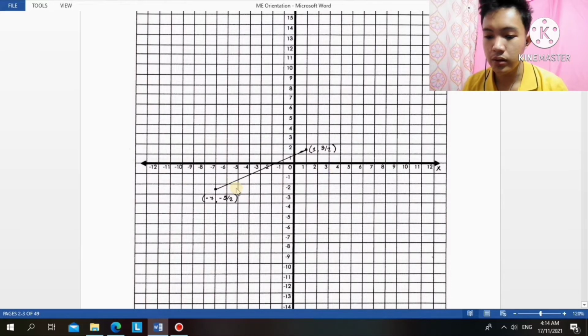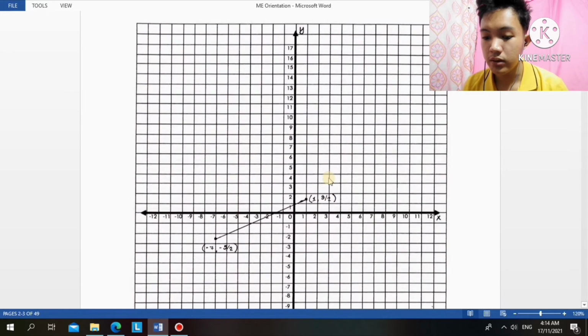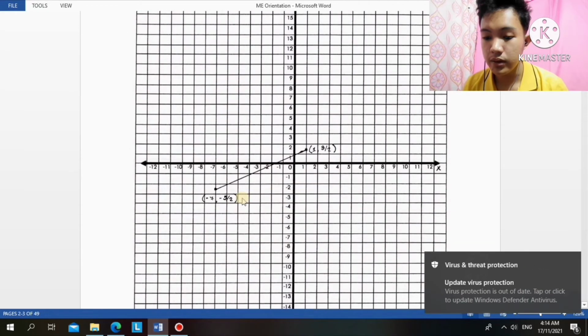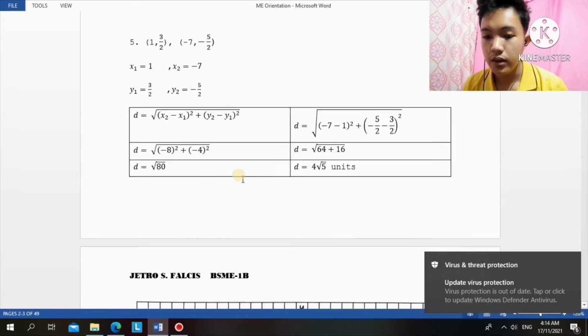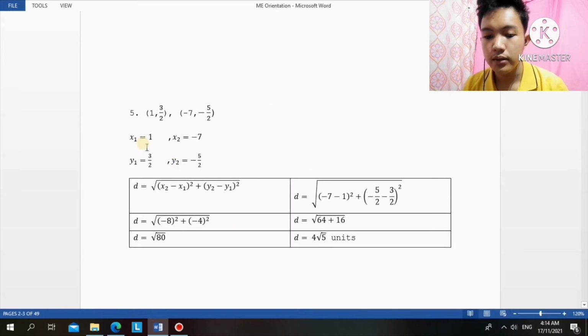So this is our coordinates and coordinate paper. So we solve the distance between the 2 points. Our x sub 1 will be 1, y sub 1 is also 3 half, x sub 2 is also -7, and y sub 2 is also -5 half.